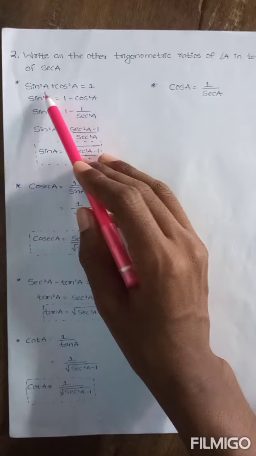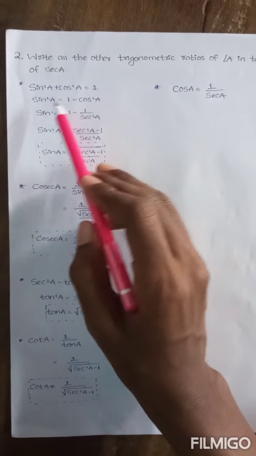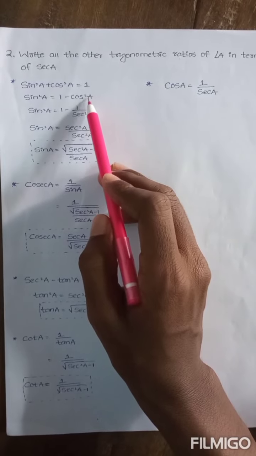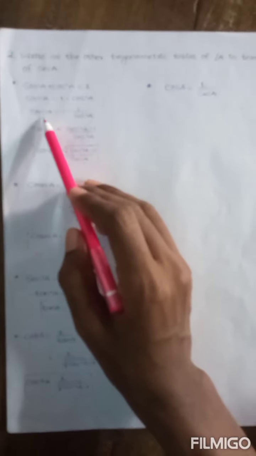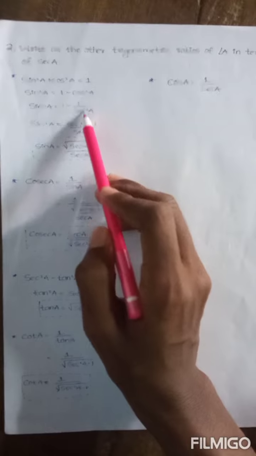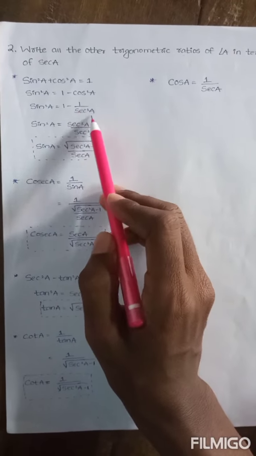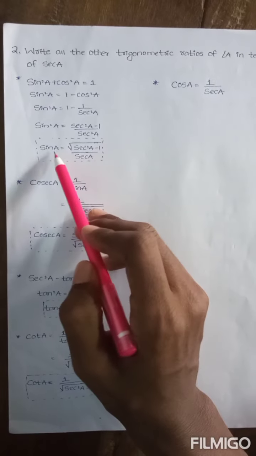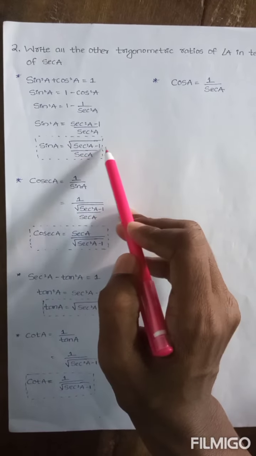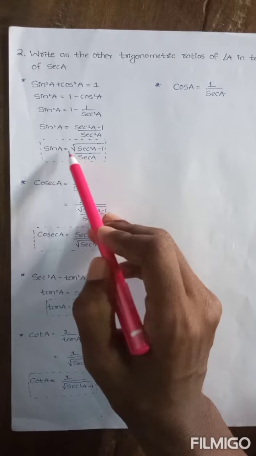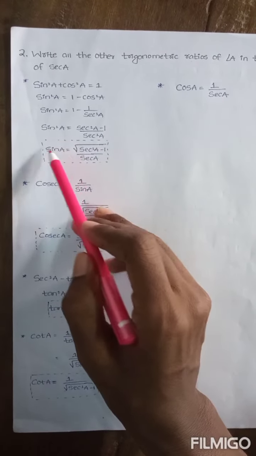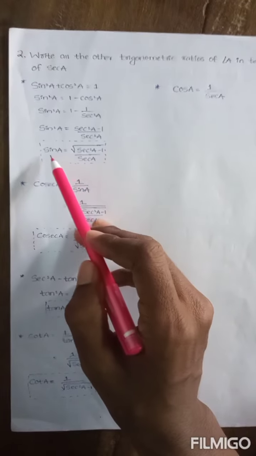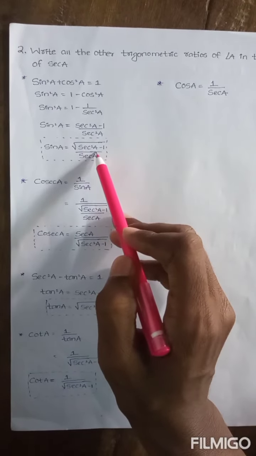We know that sin square A plus cos square A is equal to 1. From here sin square A equals 1 minus cos square A, and cos theta is equal to 1 by sec theta. Therefore sin square A equals 1 minus 1 by sec square A. On solving this, we get sec square A minus 1 by sec square A. Therefore sin A equals under root sec square A minus 1 by sec A. Here we have defined sin A in terms of sec A, right?